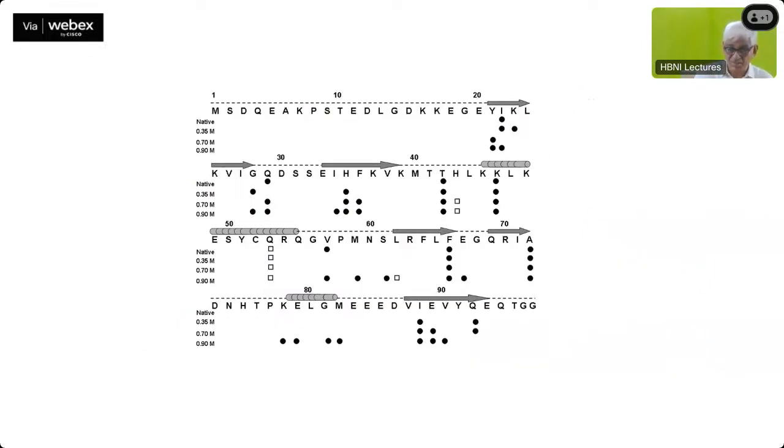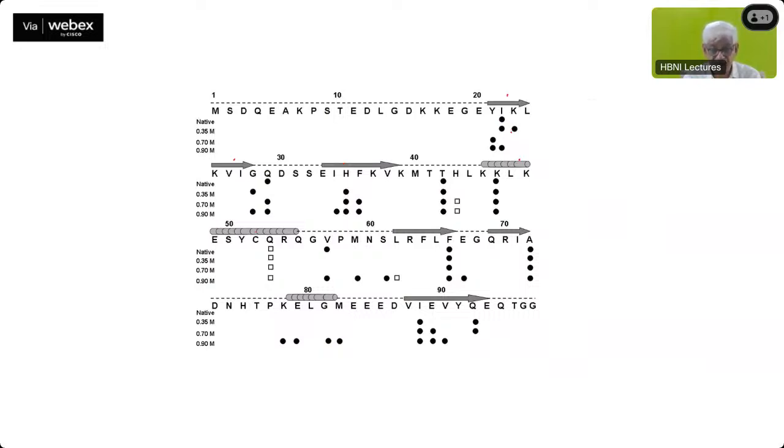Okay, now this is the summary of all of that, which is indicated here. The native protein, 0.35 molar urea, 0.7 molar urea, and 0.9 molar urea across the length of the chain. And what we see here, the structure of the protein is indicated here, the secondary structures. And this is the beta sheet. Beta sheet is the long beta sheet here, the long beta sheet here. There is a helix here, sheet, helix, and sheet.